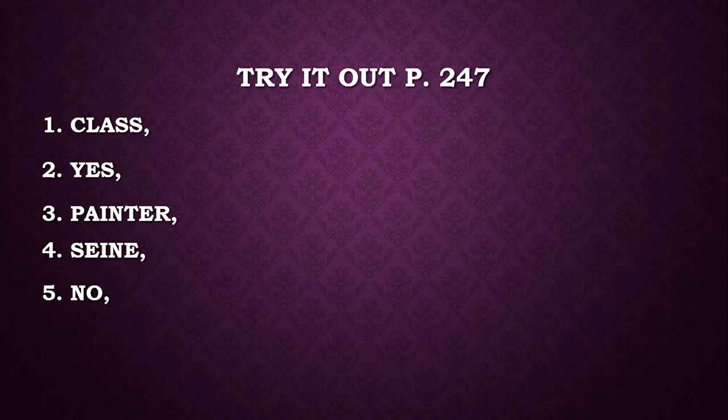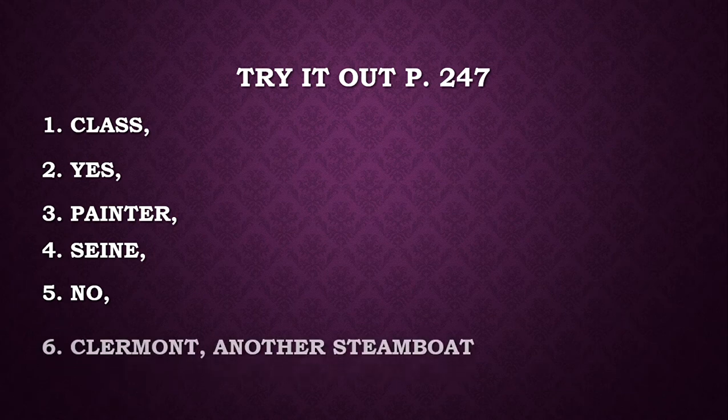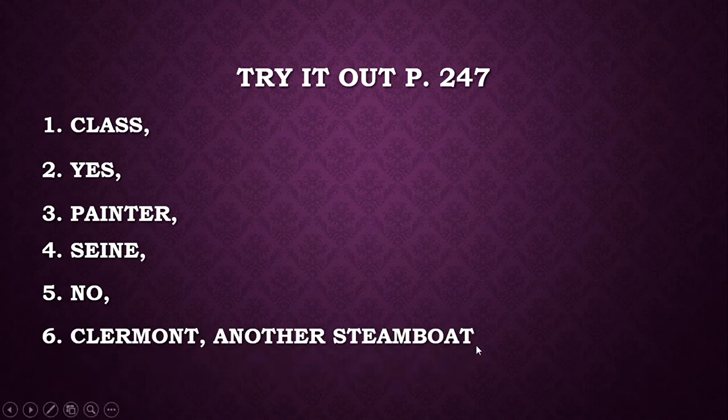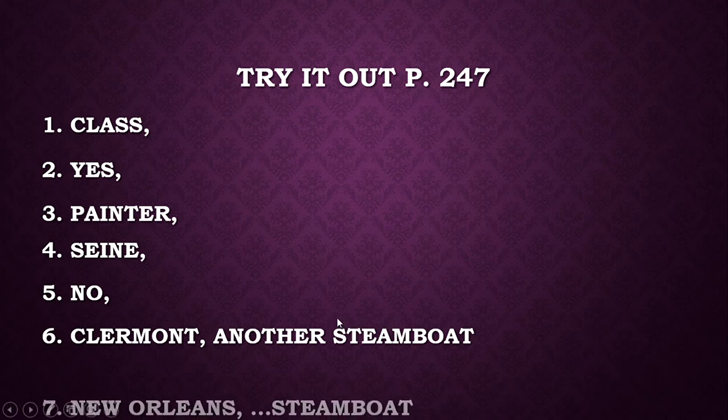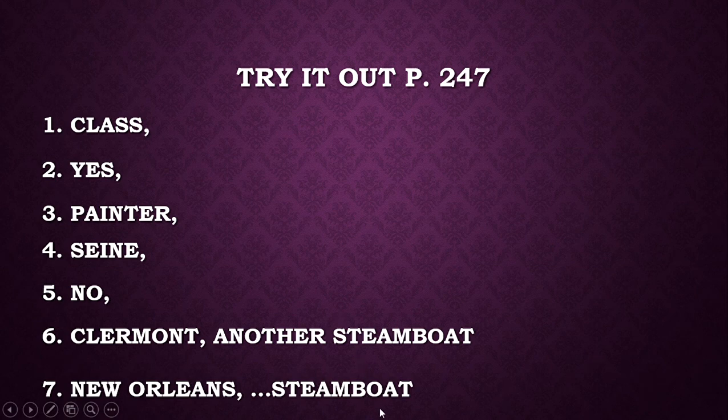Number 6, the Clermont, another steamboat, traveled the Hudson River. So I think another steamboat is an appositive. So you would have a comma after Clermont, have another steamboat, and then you'd have a comma there. And then finally, number 7. When you visited New Orleans, did you see a steamboat, Quan? So after New Orleans, and then you should also have one after steamboat. Now you notice these two I don't have commas after them. Please write the commas after them.